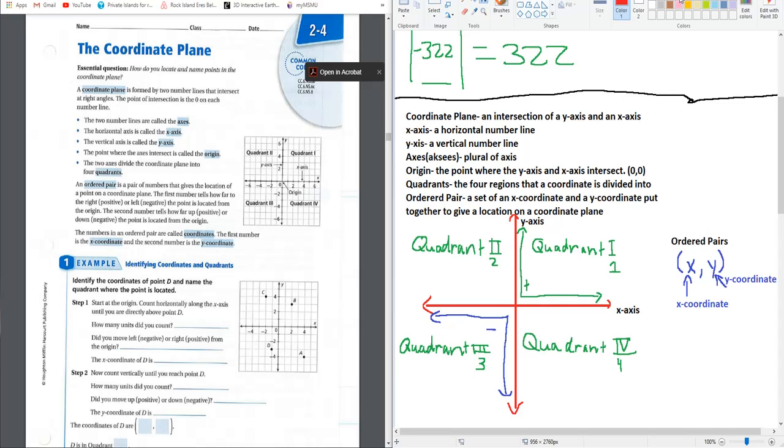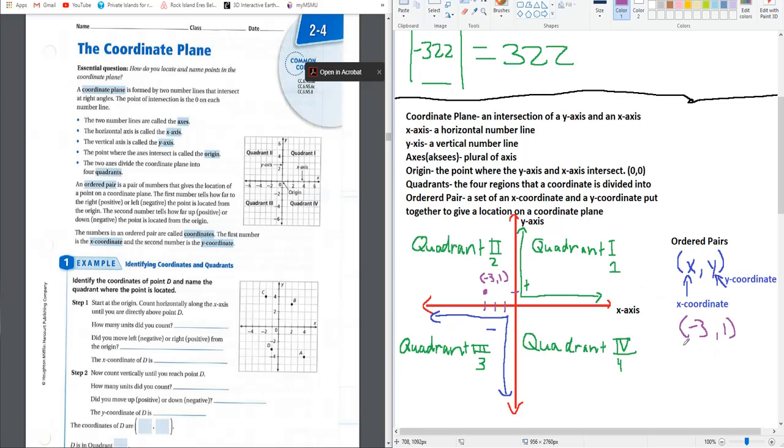So if I were to give you, I don't know, -3, 1, so I need to go to -3 on my x number line. So here's my x number line. So -1, -2, -3, and then 1 on my y number line. So positive goes up, so 1. Then I see where they intersect, kind of like Battleship. So they intersect right there. So this is ordered pair -3, 1.